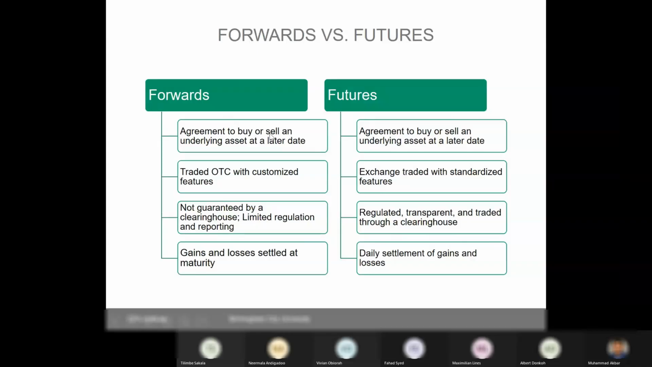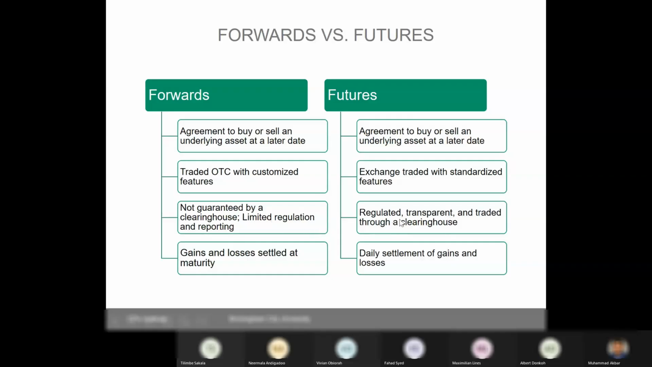Now, forwards and futures, here we have a comparison of both. A forward is an agreement to buy or sell an underlying asset at a later date, and a future is the same. However, a forward is an OTC contract and it is customized, while futures are exchange traded and standardized. The forward contracts, because they are OTC, carry credit risk. There is no guarantee because of the clearinghouse. Of course, we now have some regulations that ask for a clearing function, a clearing agency, to be there, and there is limited regulation and reporting relative to exchanges. But as we know, this has been increasing recently.